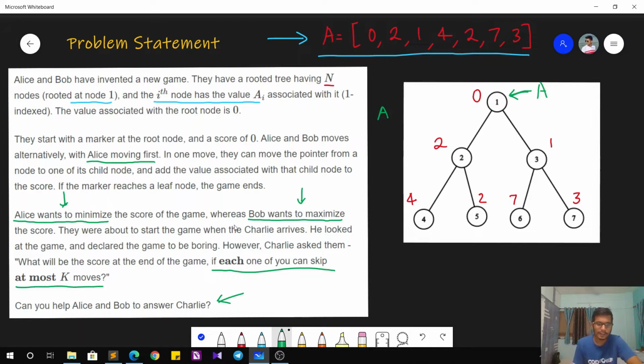So with this given additional condition that each of them can skip at most k moves, we have to help answer what will be the score at the end of the game. So I think the question now is pretty clear. Let's understand the solution approach.